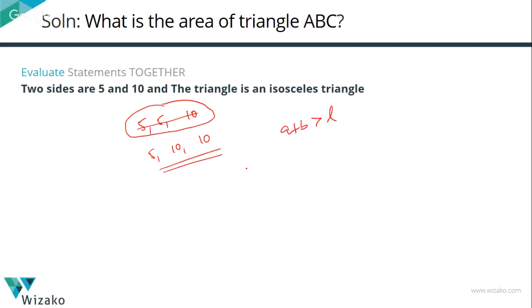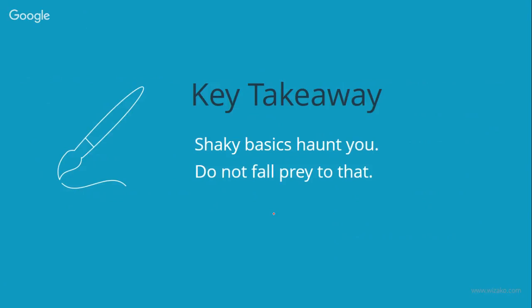The most important thing here is don't compute that value. In data sufficiency, what you need to be bothered about is whether you can get a unique value. 5, 10, 10 will have a unique area. Don't waste time. That would be the stupidest thing that we could possibly do, right? So if the statements together are sufficient, choice C is the correct answer to this. If you have shaky basics, it's going to haunt you. Don't fall prey to the idea that you'll have to compute the value. What you have to check is whether the data is sufficient. Quickly, we'll move to the second set of questions, which are a little more difficult, therefore a little more interesting. Let's get going with that.